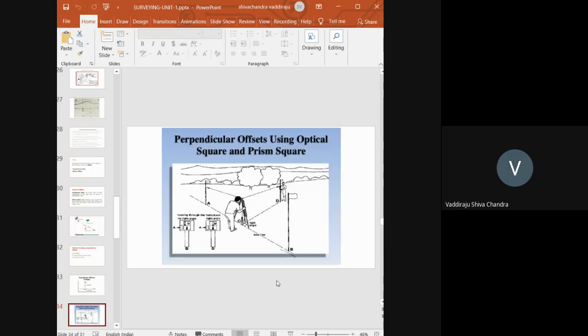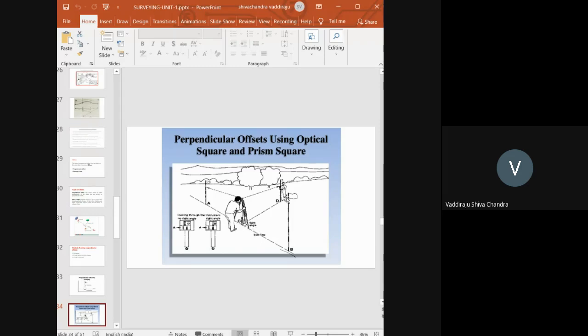So we have another instrument which is called the optical square or prism square. Okay. Here what happens is we'll be using a prism. You'll be standing at an approximate position where you are expecting the offset. I want the foot of this offset, okay, where it touches the main survey line. I want this position. So I'll identify an approximate position using my common sense, and I'll try to see this object from the prism. From the prism, I can see these two also, right? The positions of A and B can also be seen. Okay, are you getting my point?